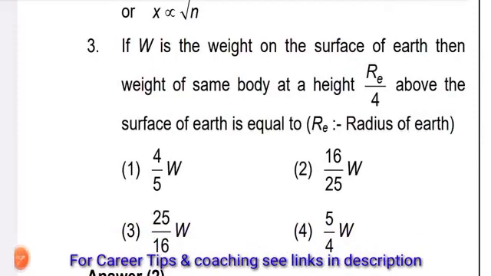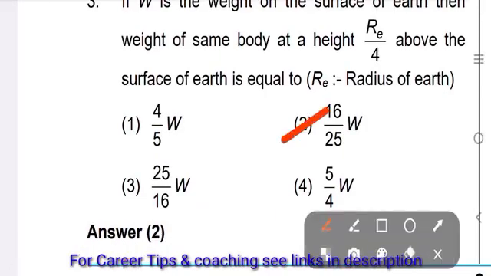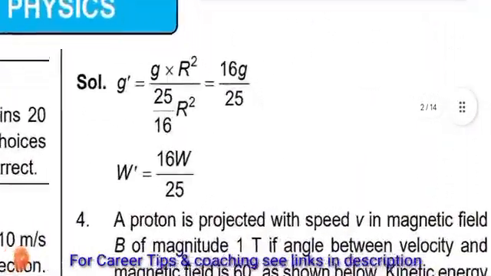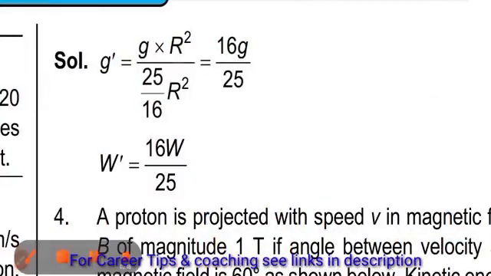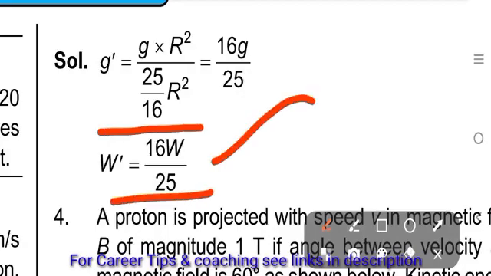And the next one is, if omega is the weight on the surface of the earth, then the weight of the same body at height Re power 4 above the surface is equal to, where Re is basically the radius of the earth. So here, if you see, the answer is 16 upon 25. So answer is 2. You can see the solution also, the solution is given. This is the formula, and the solution is 16 by 25 into omega.